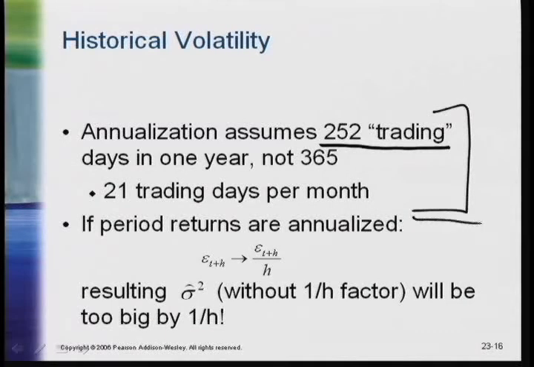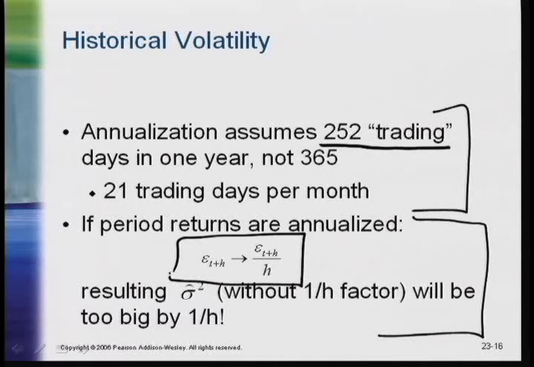But the point I made earlier is, in order to get an annualized volatility, it's very important that we do not annualize these period returns. And if we do the math, we'll see that by first annualizing these period returns and then calculating a sample variance, we end up getting an answer that is too big by a factor of 1 over h.